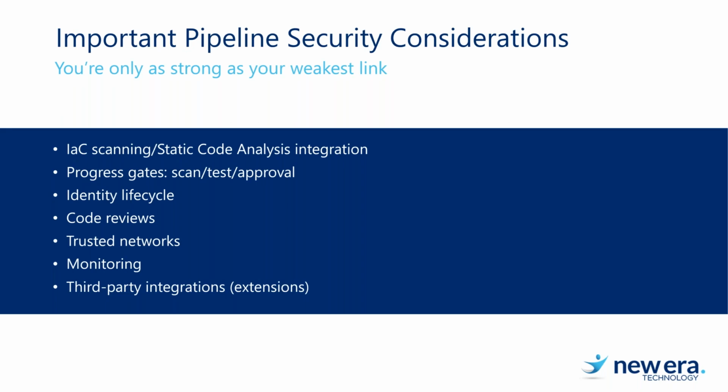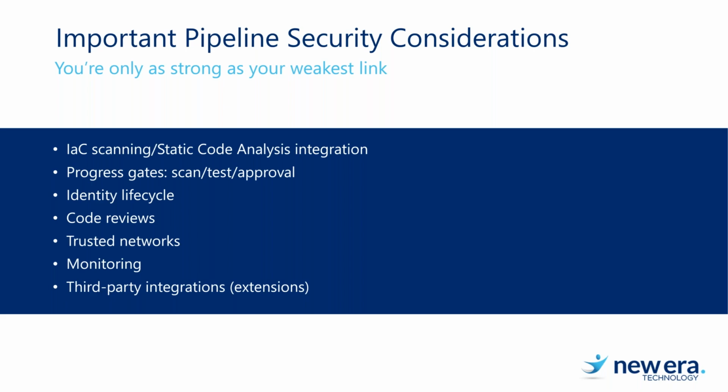So another thing to consider is you're only as strong as your weakest link, and if the pipeline itself is not secure, we can't guarantee the security of the infrastructure that it is deploying. So some of these important pipeline security considerations: I've said a lot about infrastructure as code scanning. They're also called static code analysis. Integration of these tools would be very important to be able to catch code smells, misconfigurations, any errors that would preemptively catch an error. Very important to have those tools in place.